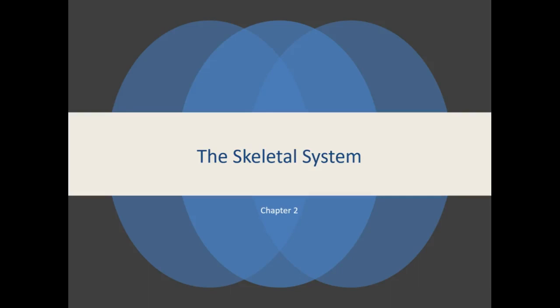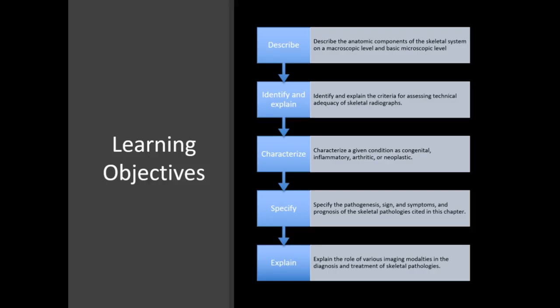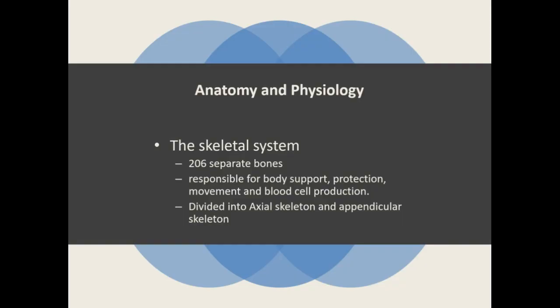Alright, we'll be talking about the skeletal system this week. This is chapter 2 of your pathology book, and there's a lot to this chapter. So there's a lot of describe, identify, explain. Make sure you understand what you're looking at for each of these.